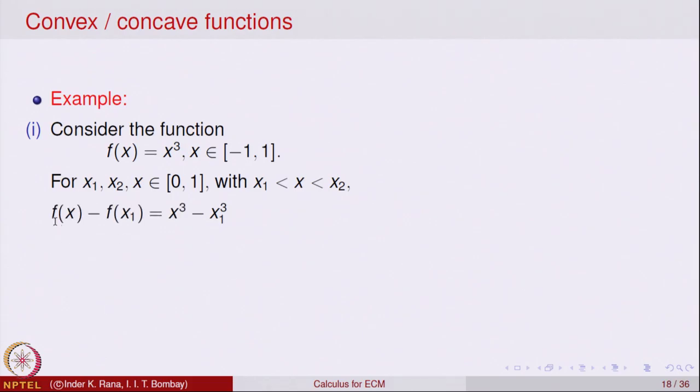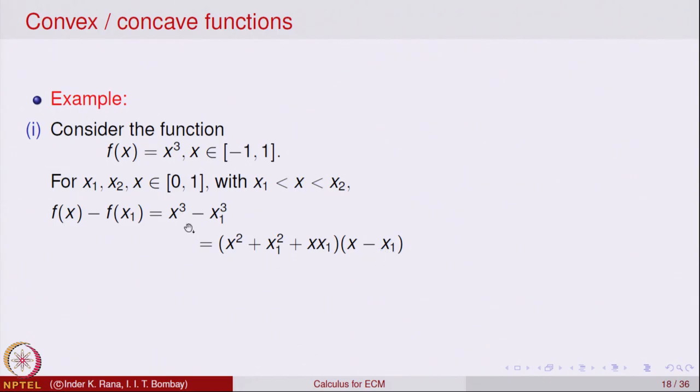So, what is f of x? F of x is x cube, f of x 1 is x 1 cube. Now, using a bit of algebra, we will factorize this. This can be factorized as x square plus x 1 square plus x x 1 into x minus x 1. This is called the factorization of a cube minus b cube identity in algebra. Hopefully, you have studied it in 10th standard. If not, look at the factorization of various algebraic identities, namely the factor of a square minus b square or a cube minus b cube and so on.